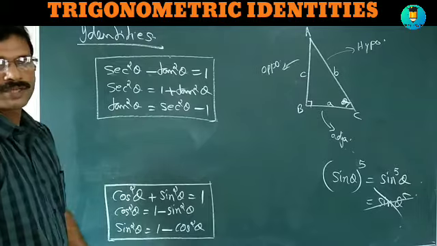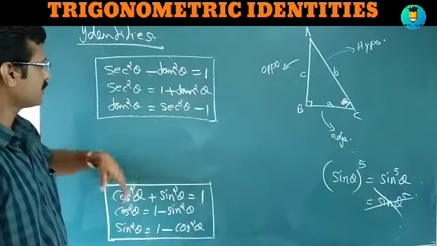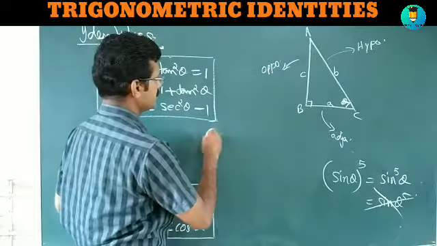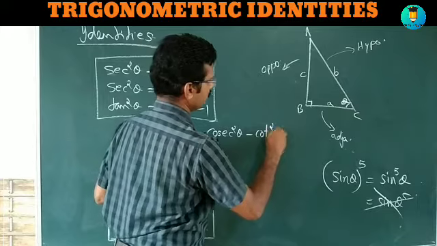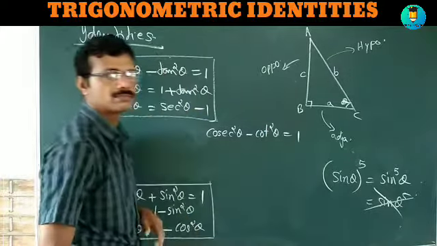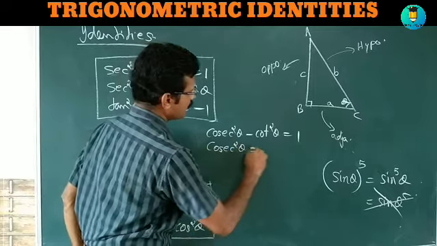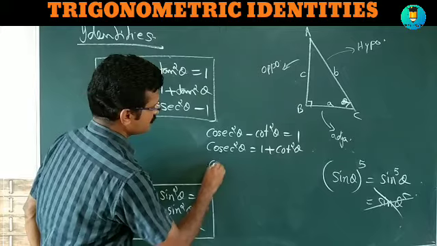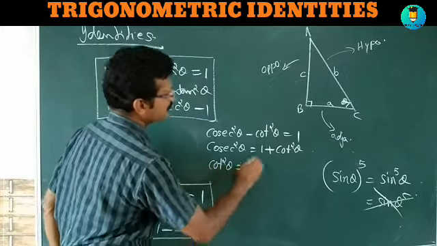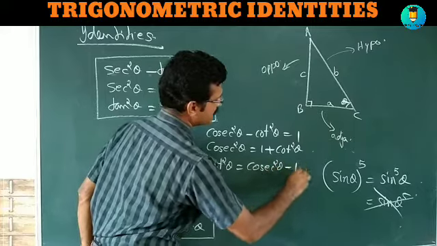So one more we can make out. I said we can divide with the a square or c square. So another one more we can make out. What is that? It is cosec square theta minus cot square theta is equal to 1. From here, cosec square theta is equal to 1 plus cot square theta, and even cot square theta is equal to cosec square theta minus 1.